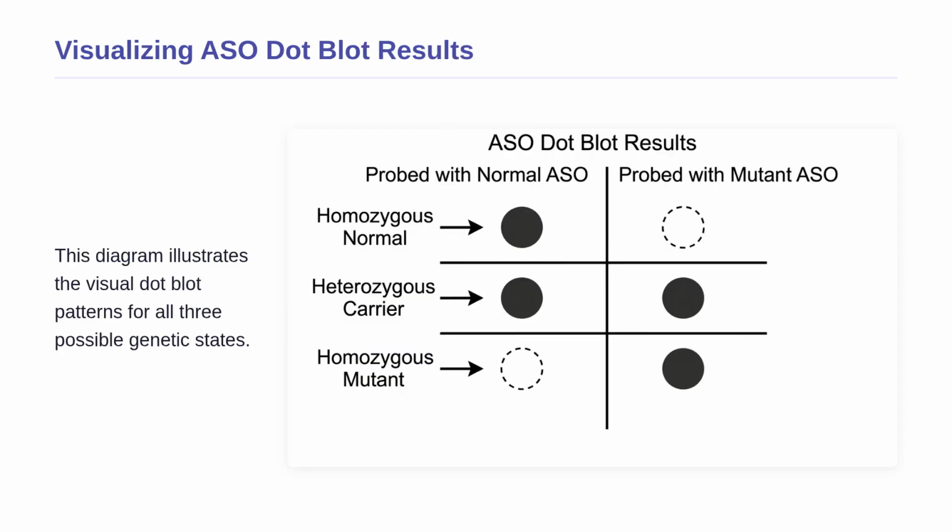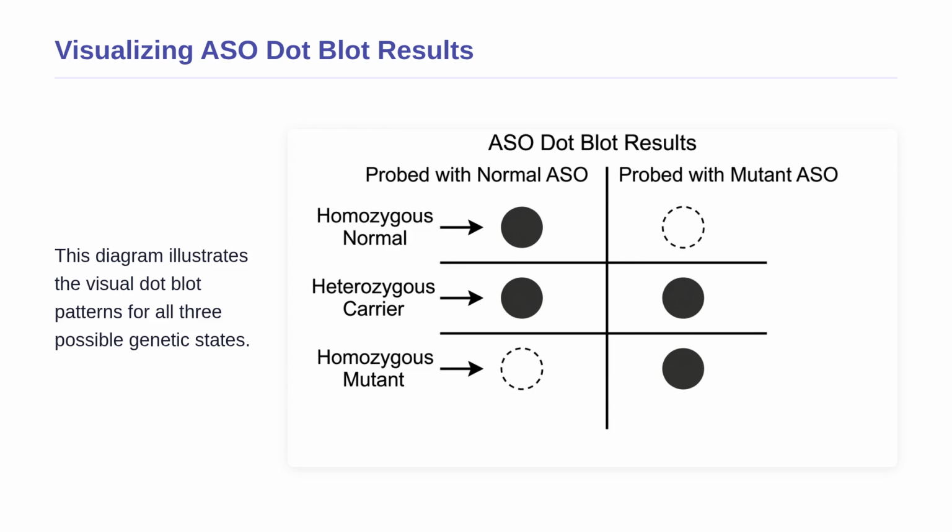To reinforce everything we have just learned and proven, let us look at this comprehensive diagram. You are seeing the 3 possible genetic states a patient can have and how they visually appear on a dot blot. On the left, we have the membrane probed with the normal ASO, and on the right, the mutant ASO. Look at the top row. A homozygous normal individual, like the father in our example, shows a dark spot only on the normal side.